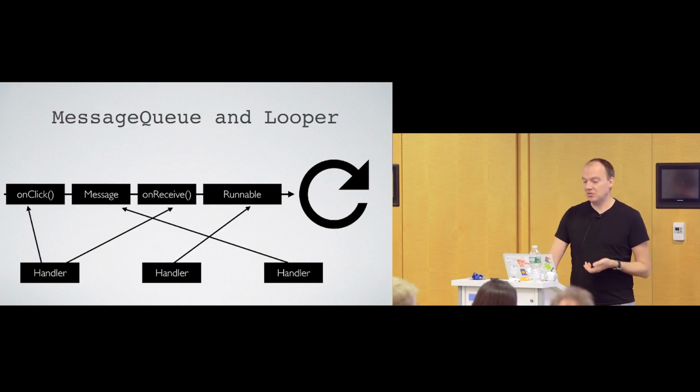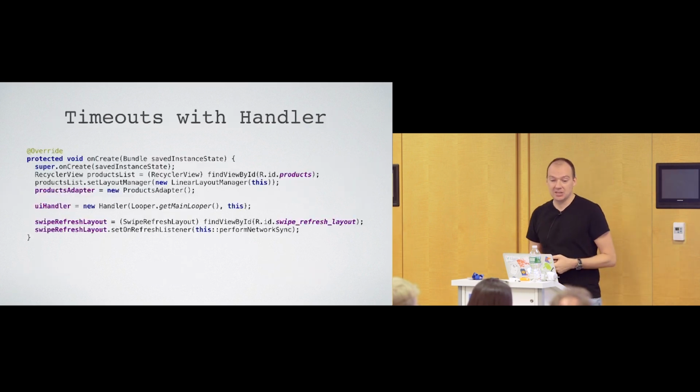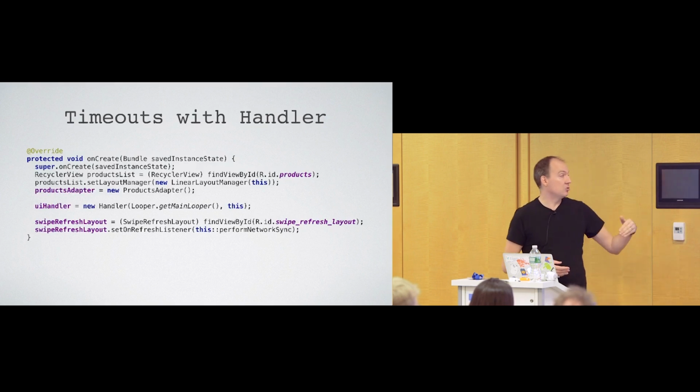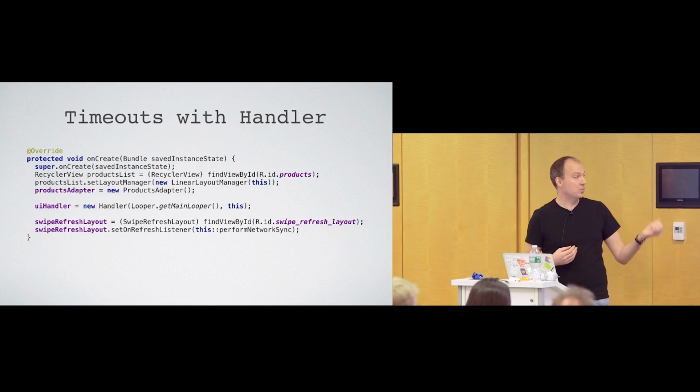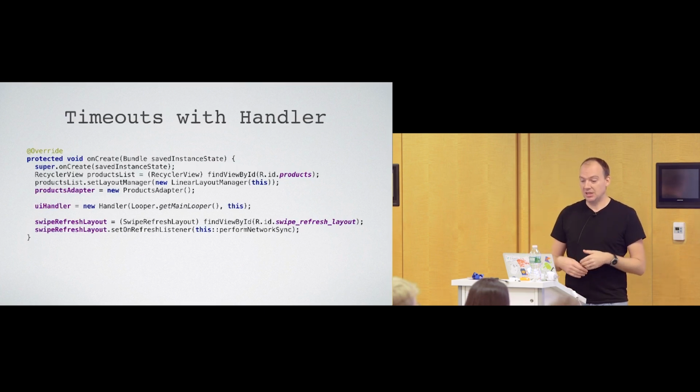Now, one way to use handler, and this example has a little bug in it, so we're going to look at that one a little bit more. What we do is we create a new UI handler. We give it the looper, and we give it a callback, which will be implemented by this activity. And with the swipe refresh layout, so you swipe refresh, and you want to implement your timeout here in the UI because you don't trust the network thing you have.